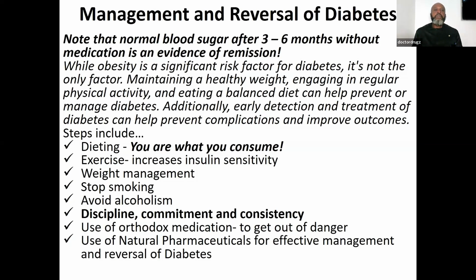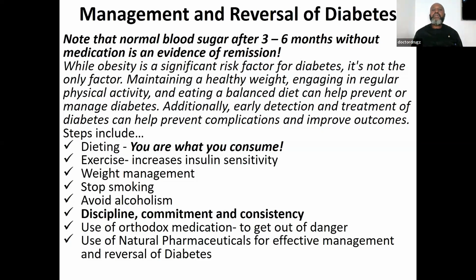We'll dissect that shortly. Now, let's delve straight into management and reversal of diabetes. Note that normal blood sugar after 3 to 6 months without medication is evidence of remission. I do not say after 3 to 6 days, because I find a lot of people drinking all sorts of concoctions. Somebody says the bottle is 80,000, and if you drink it, your diabetes has gone. Just drink it for 3 days, and then they say the diabetes is gone. It is not possible. Only God has that power.